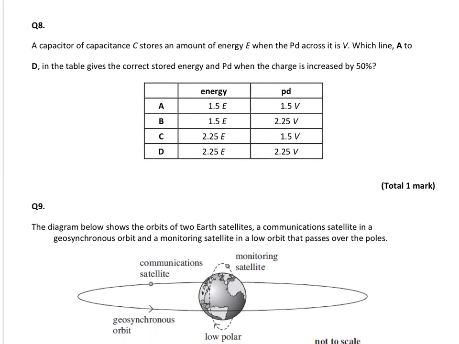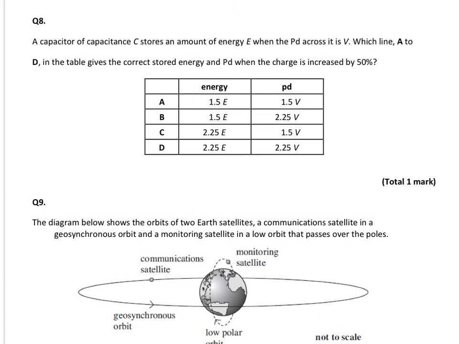Okay, so last multiple choice question on this paper. The capacitor or capacitance C stores an amount of energy E when the potential difference across it is V. Which of the lines gives the correct stored energy and potential difference when the charge is increased by 50%?